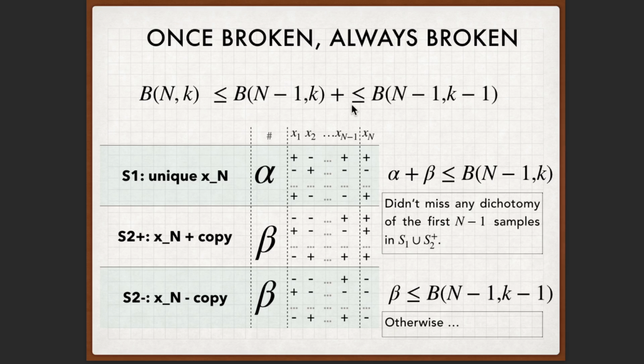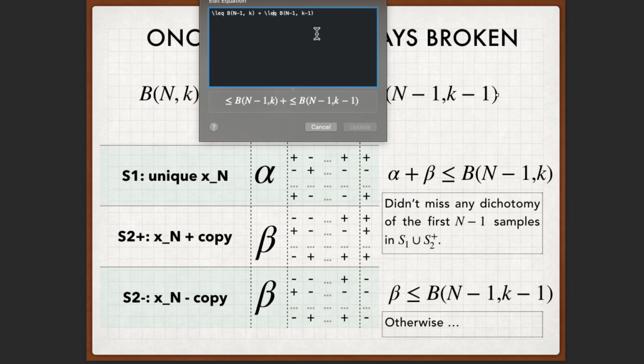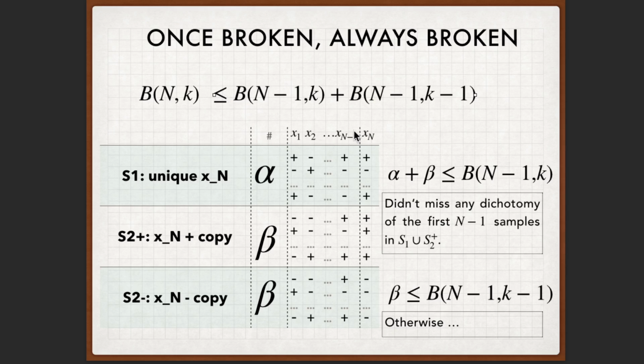So, I think I have misplaced this symbol here. Let me correct it. So we have this relationship of B(n,k), B(n-1,k) and B(n-1,k-1).